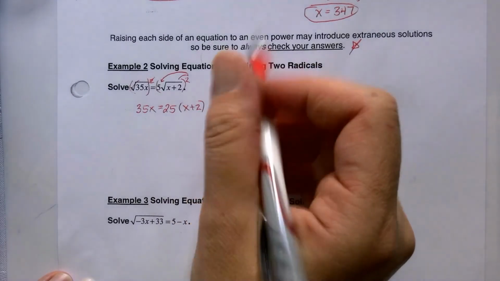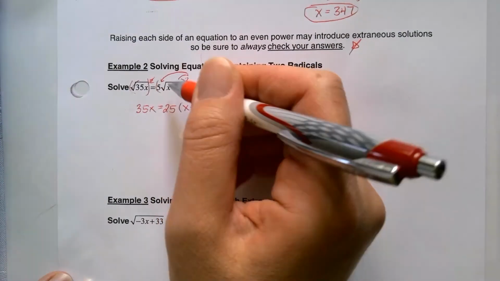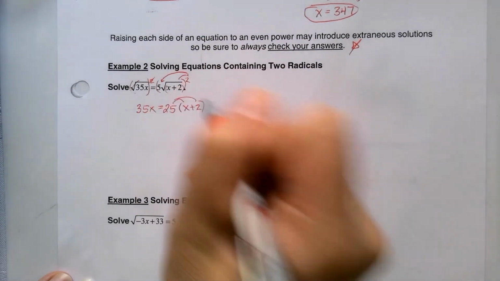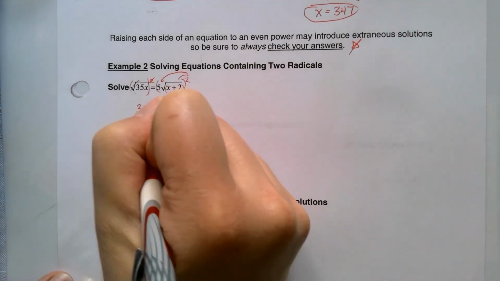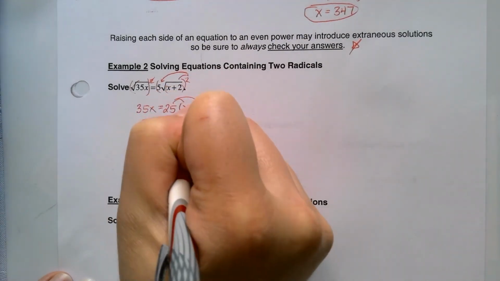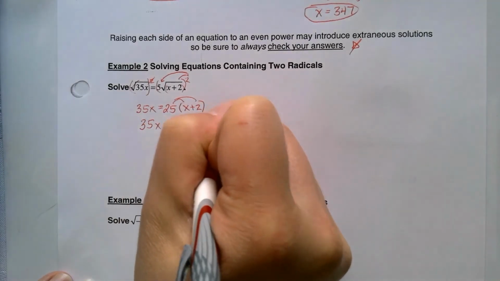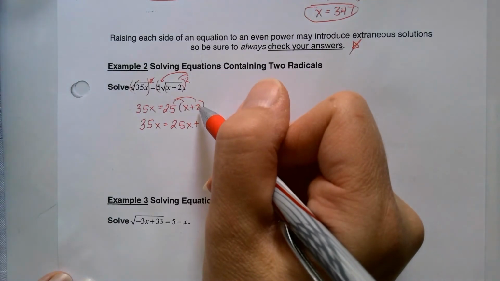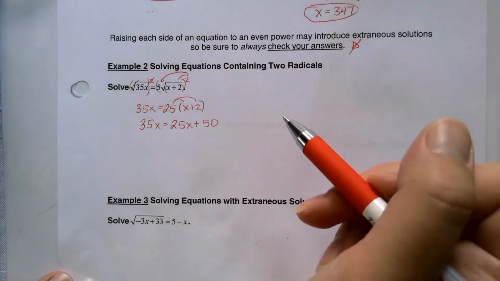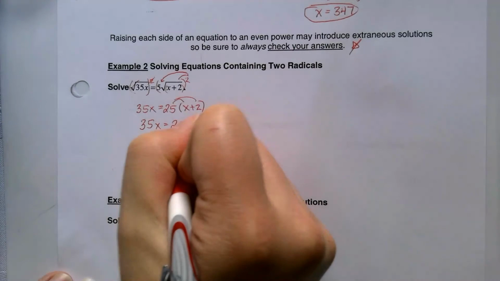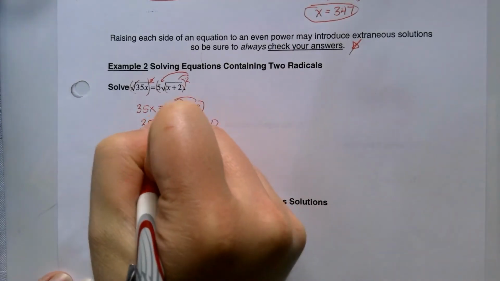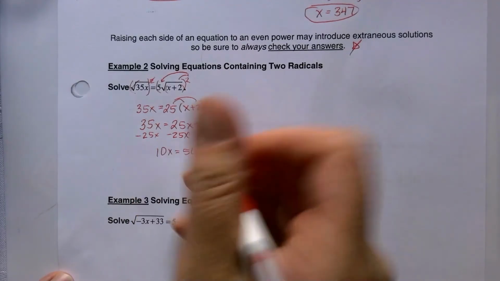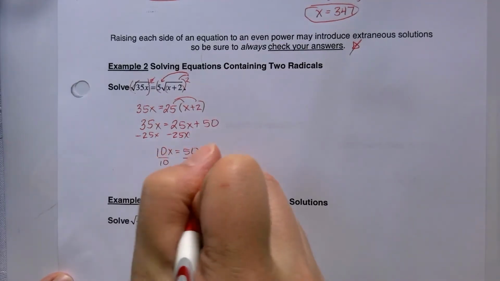So two problems: we forget about the 5, and we don't use parentheses, and I need the parentheses because this has to distribute. Okay, so I have 35x equals 25x plus 50. So the big mistake is not distributing that 25, and you have to wait till after you get rid of the root. Now that I have that, I'm going to subtract 25x since it's a linear equation, and I get 10x equals 50. Divide both sides by 10, and there you have it.